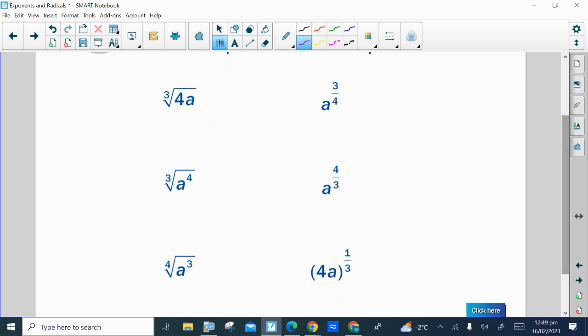So take a minute and match those together. Match the one on the left, which is a radical, to the one on the right, which is the expression with a rational exponent.